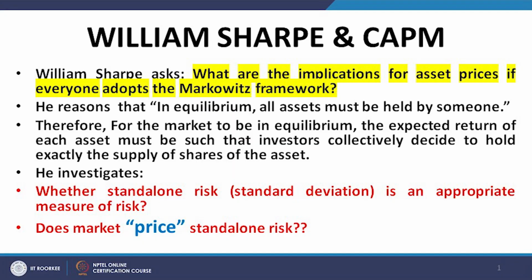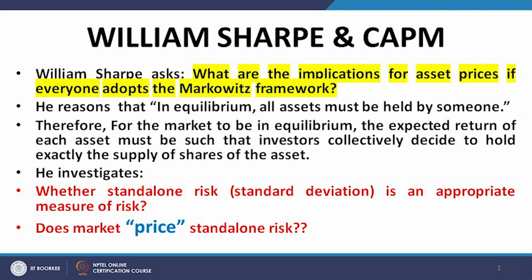So, having given this background to you, why did William Sharpe come up with these questions? Let us try to understand that. The issue was whether standalone risk, that is the risk measured by standard deviation, is an appropriate measure of risk, number one, and number two, does the market price standalone risk? In other words, if a security has higher standalone risk, will it command a higher expected return? These were two questions which William Sharpe went on to investigate.